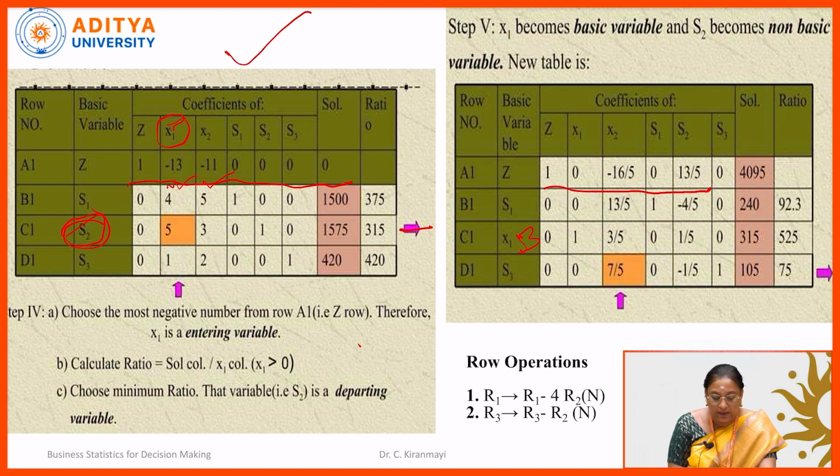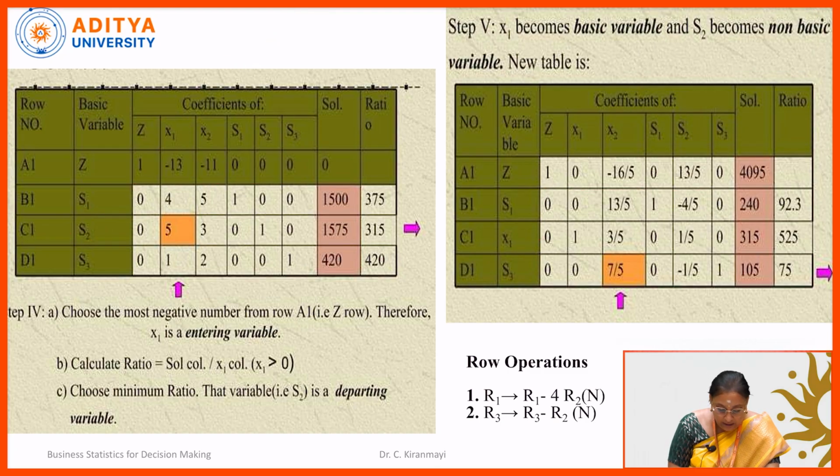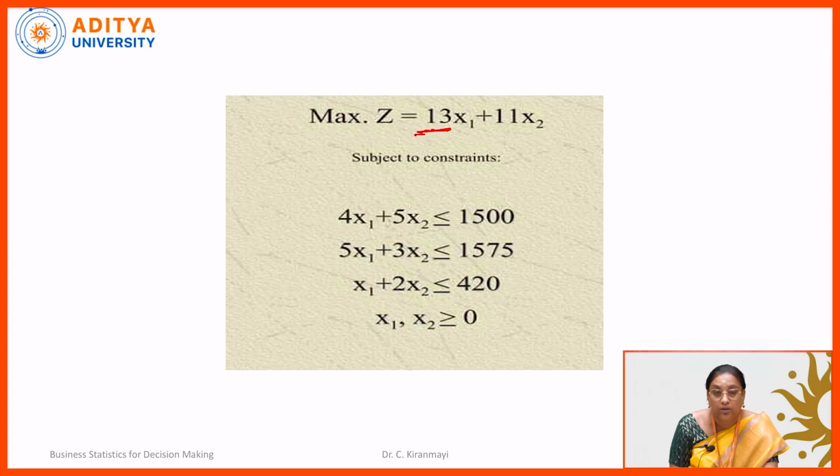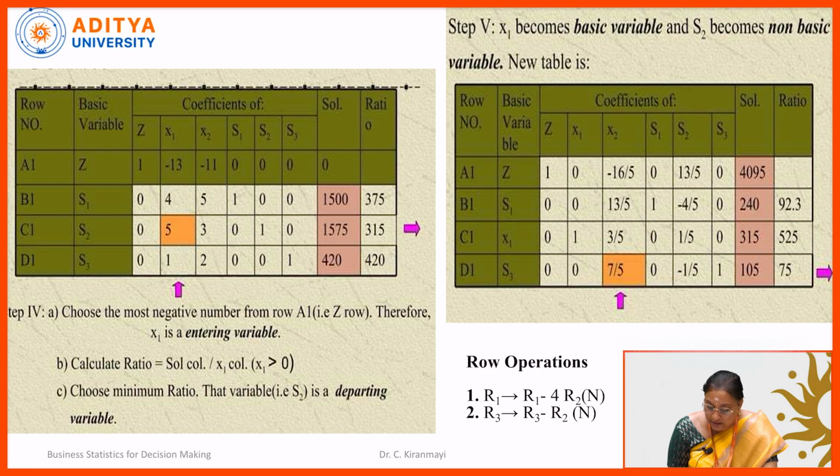This S2 must be replaced with this x1. After S2 is replaced with x1, the coefficient of x1 in the objective function is 13, so that is written here as 13. The coefficients of S1 and S2 in the objective function are zeros, therefore here 0. After that, we have to make this pivot or key element into unity.